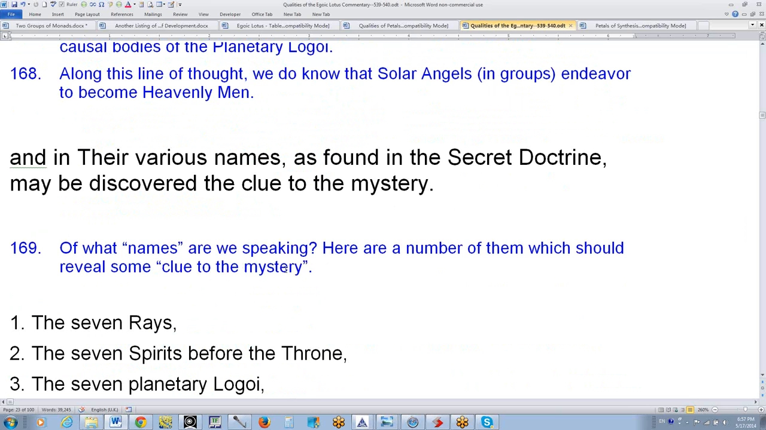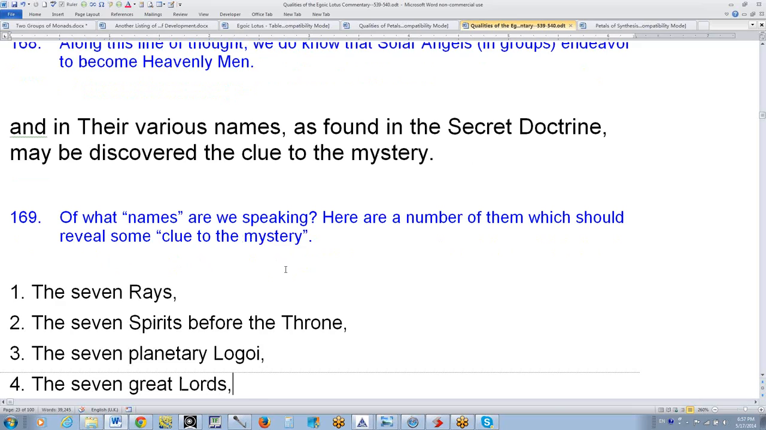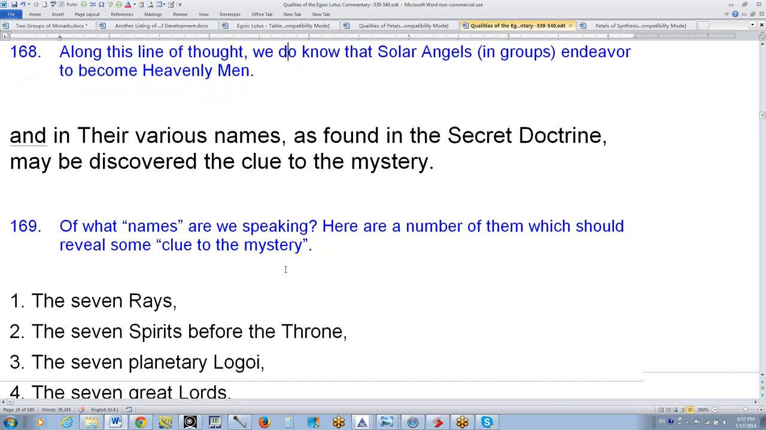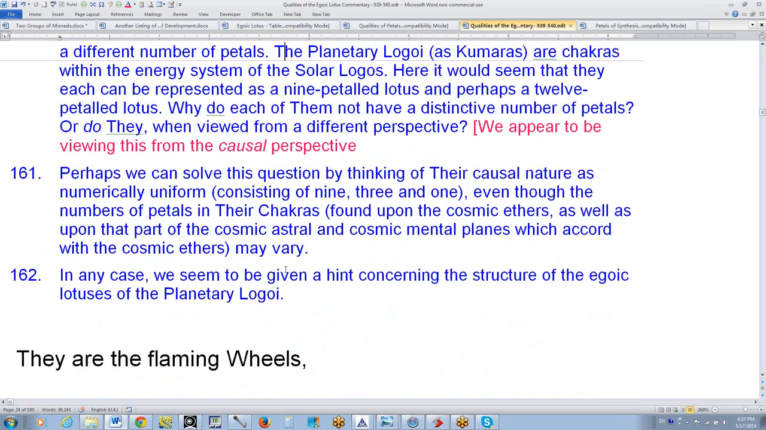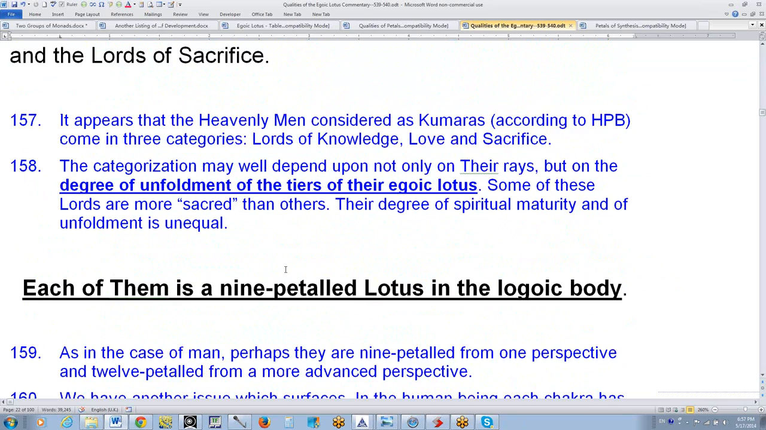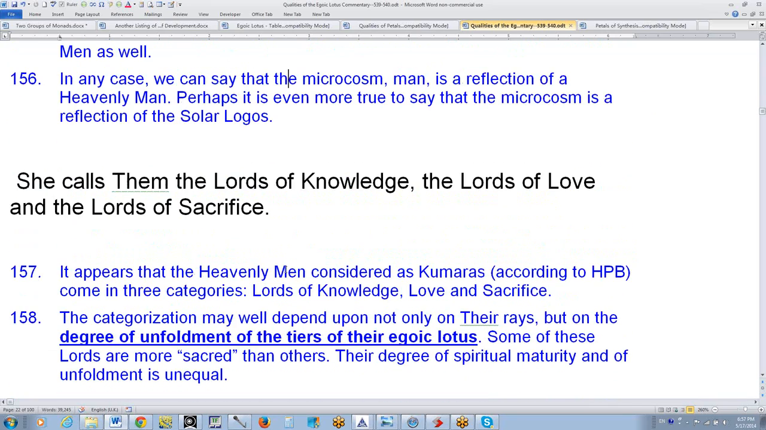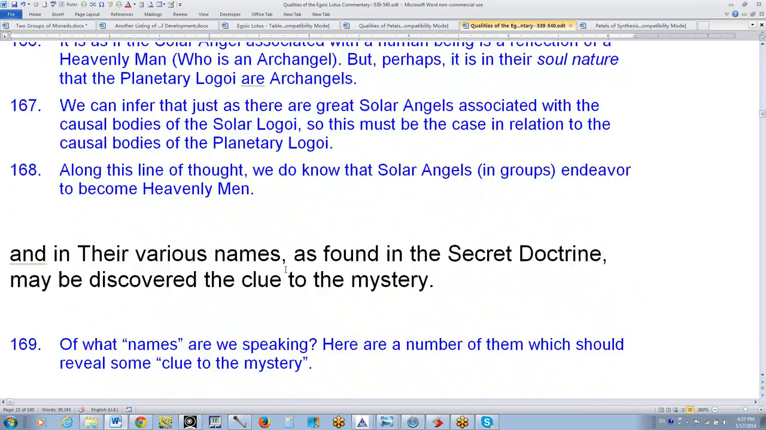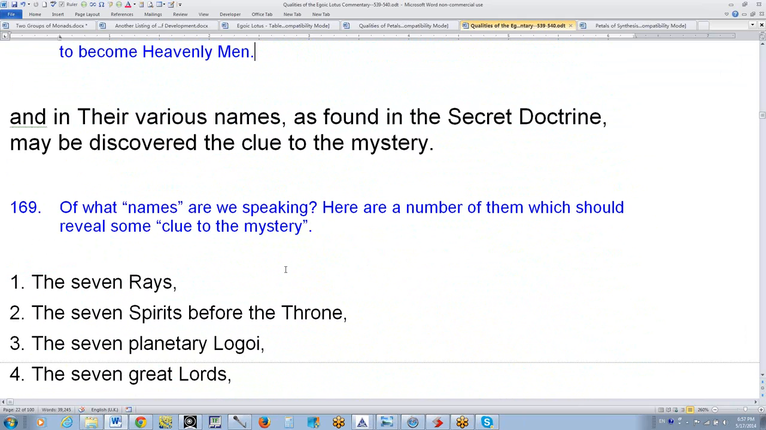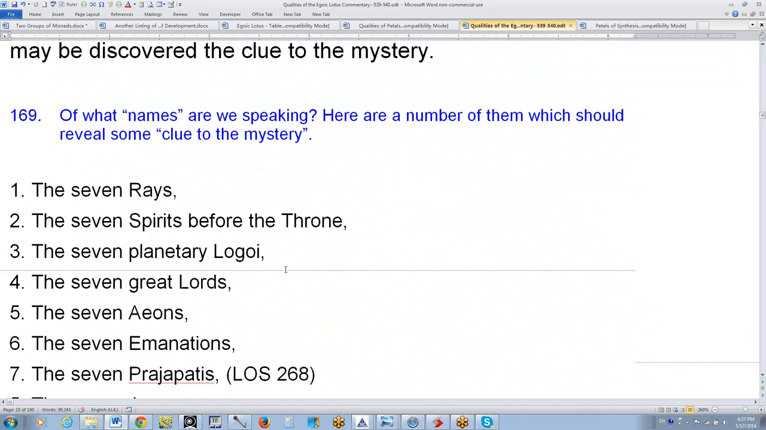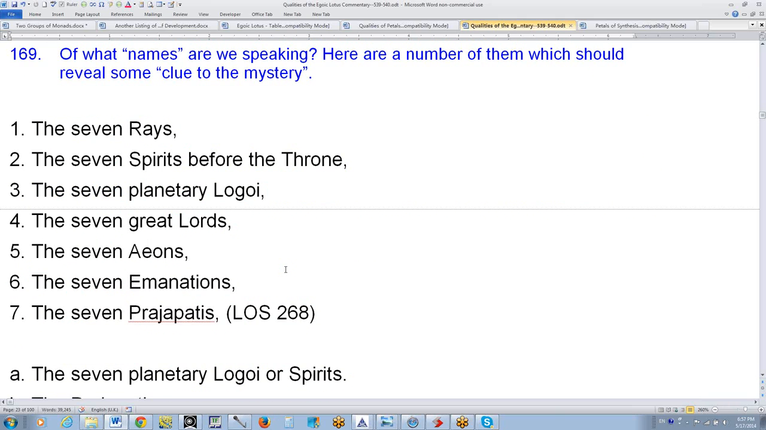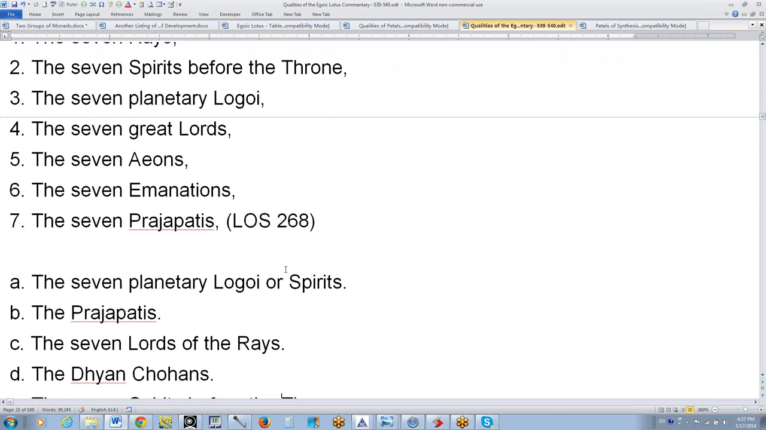So what are the names we're speaking of? Here are a number of them, and they should reveal some clue to the mystery. So what are these Prajapati, these planetary logoi, these flaming wheels, these logoi with 9 petals upon their own causal plane? They're called the 7 rays, the 7 spirits before the throne, 7 planetary logoi, 7 great lords, the 7 aeons, linking this with Gnosticism, the 7 emanations, the 7 Prajapatis, Light of the Soul 268.